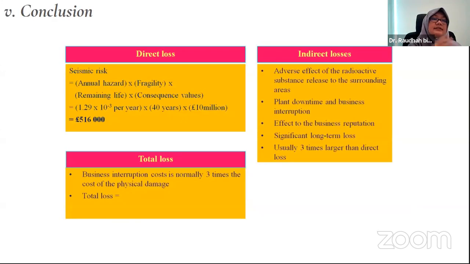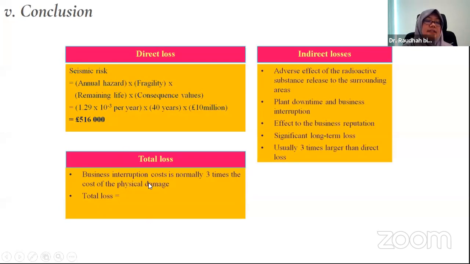capacity. As a conclusion, when we study seismic risk assessment, you will want to find the direct loss, which is found through the calculation I showed you. Then there are the indirect losses. In this case, for the Sinagama irradiation plant, we are afraid of the adverse effect of radioactive substance release to the surrounding areas. We also fear plant downtime and business interruption could happen. It will affect the business reputation with significant long-term loss, and usually the loss is 3 times larger than the direct loss.